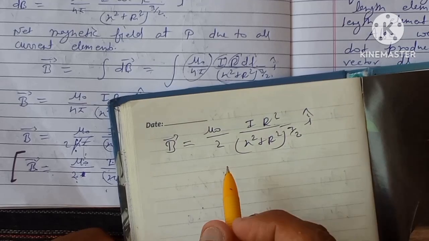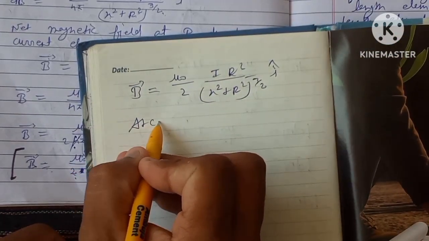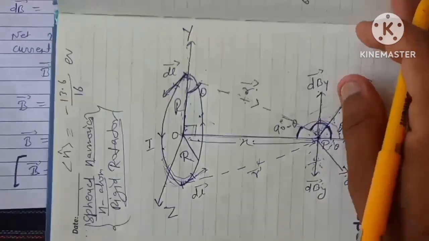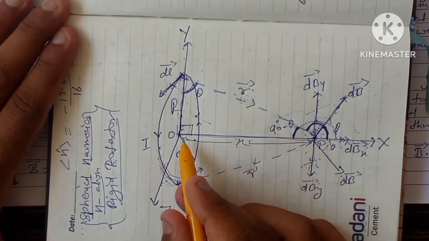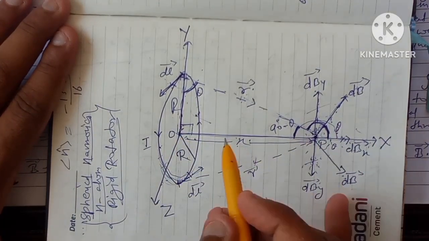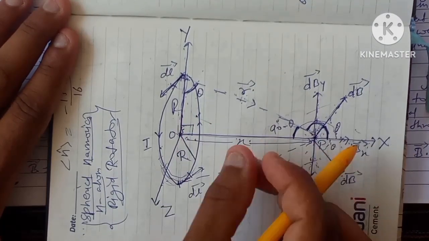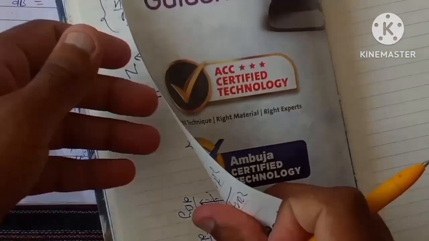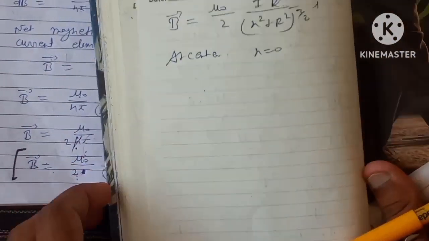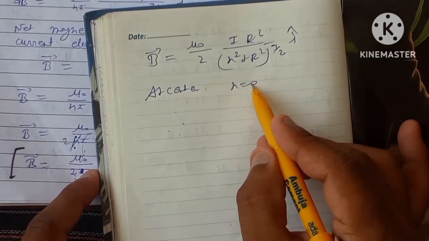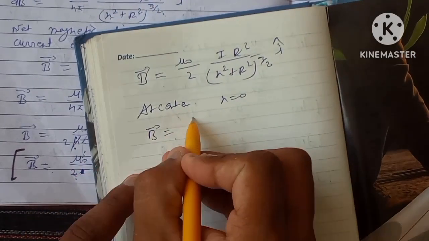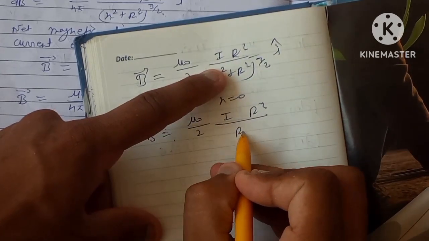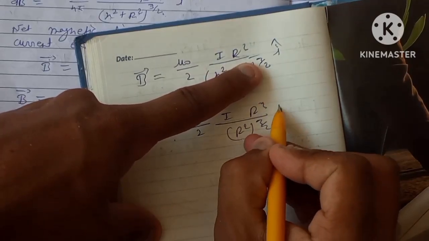Now, if I want to see the magnetic field at the center, then at the center my x will be 0. What was x? x was the distance of this point P from the center of the circular loop. If I want to calculate the magnetic field at the center, I have to put this point here, so x will become 0. Putting the value of x as 0 in this expression, I will get B vector is equal to mu naught divided by 2, I R square divided by R square to the whole power 3 by 2, I cap.